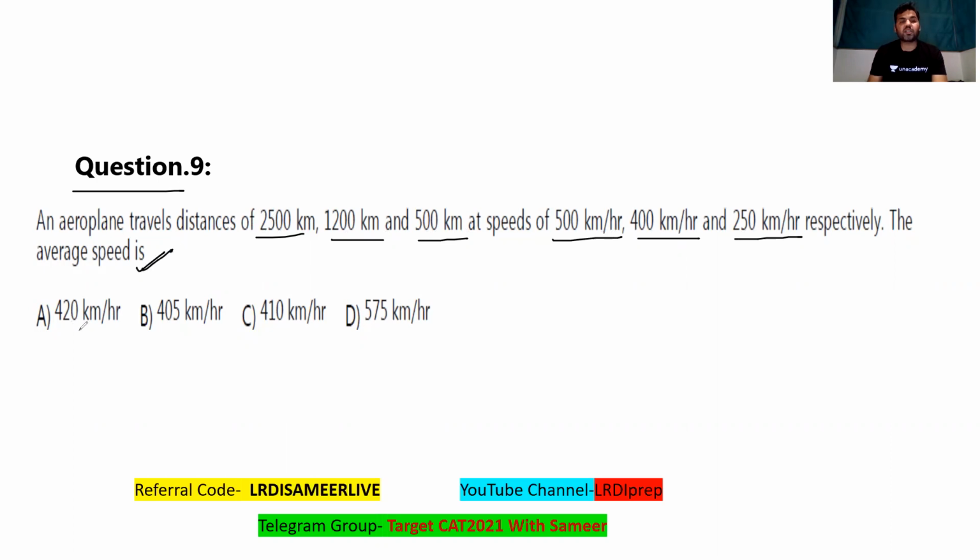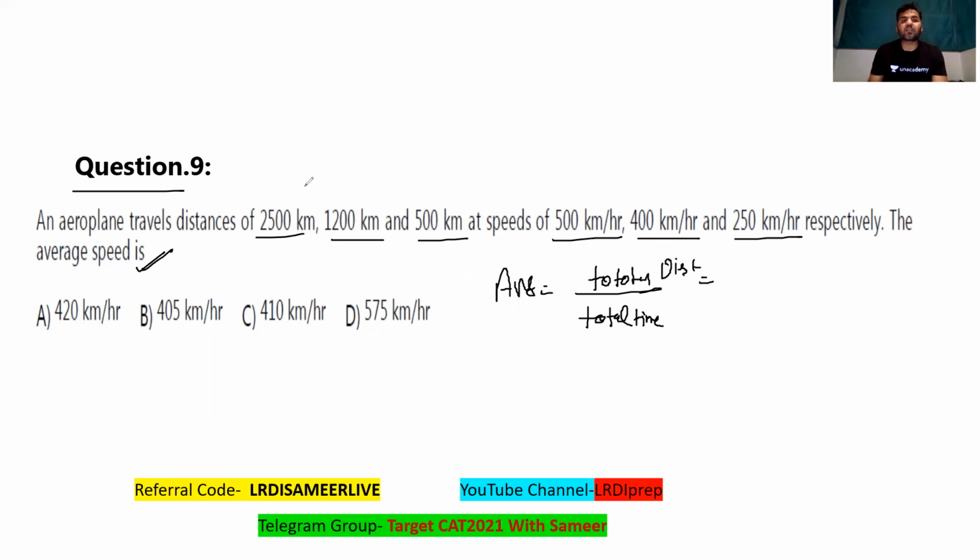The average speed is what? Very simple question, right? So you can straight away see that average speed is total distance travelled upon total time taken. That's it. This is all you need to know, right? The total distance travelled upon total time.